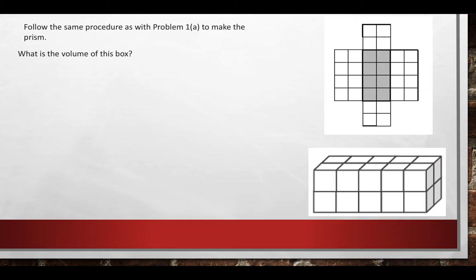So here's what the right rectangular prism would look like if we folded up all those sides. If you're struggling with that, you can go ahead and find how many cubes there are in total, finding the volume. And there are 16 cubic centimeters.